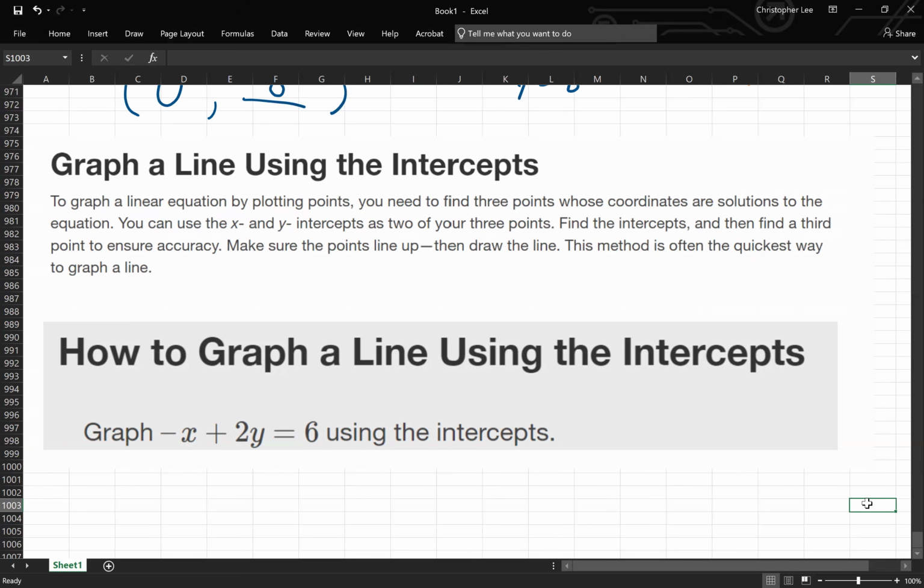So to graph a linear equation by plotting points, you need to find 3 points whose coordinates are solutions to the equation. You can use the x and y intercepts as two of your 3 points. Find the intercepts and then find a third point to ensure accuracy, right? Make sure the points line up, then draw the line. This method is often the quickest way to graph a line, all right?